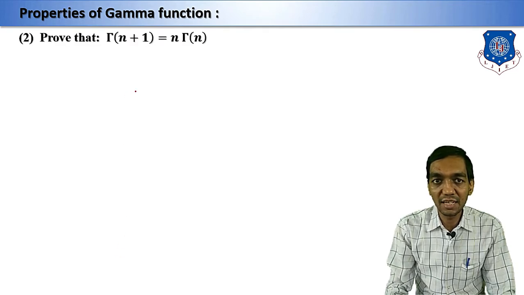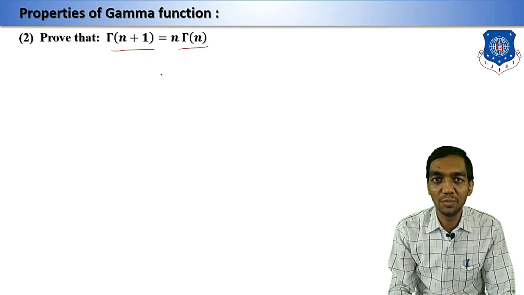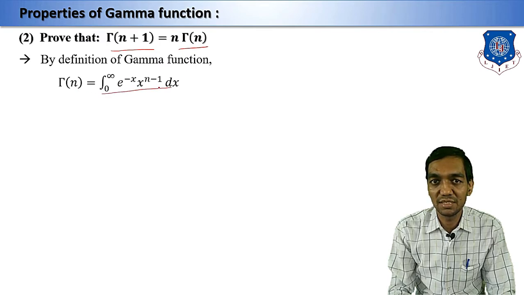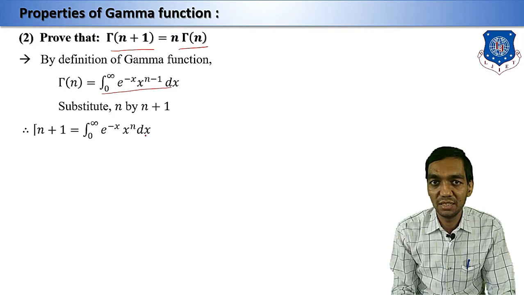Now, second property: prove that gamma of n plus 1 is equal to n into gamma n. We start with the definition, gamma n is equal to the integral from 0 to infinity of e raised to minus x into x raised to n minus 1 dx. Replace n by n plus 1. That gives gamma of n plus 1 is equal to the integral from 0 to infinity of e raised to minus x into x raised to n dx.